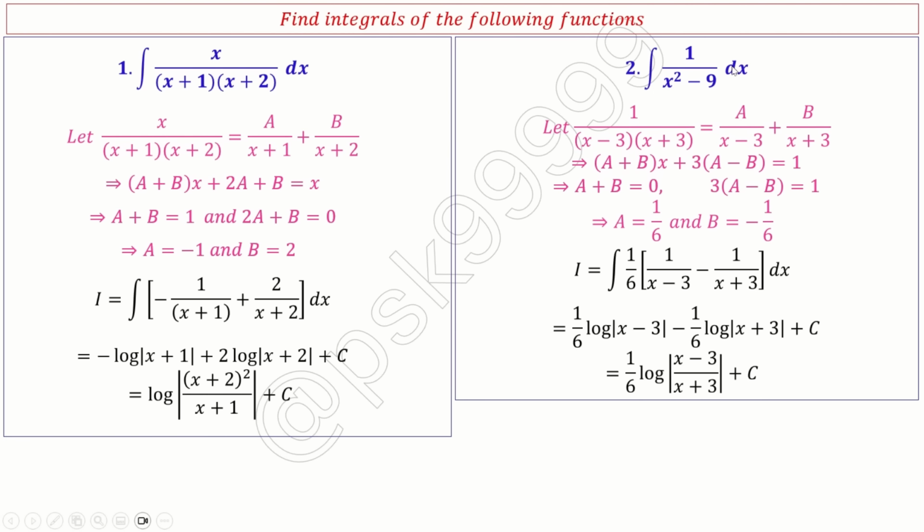Okay, so this is the formula actually. This is the formula you are supposed to remember. If you don't remember, it is not very complex to derive. This is how you derive it, okay, by partial fractions. Next.